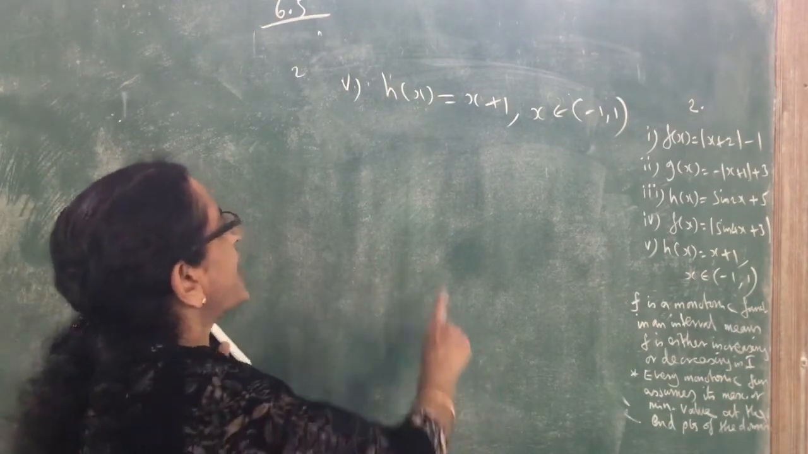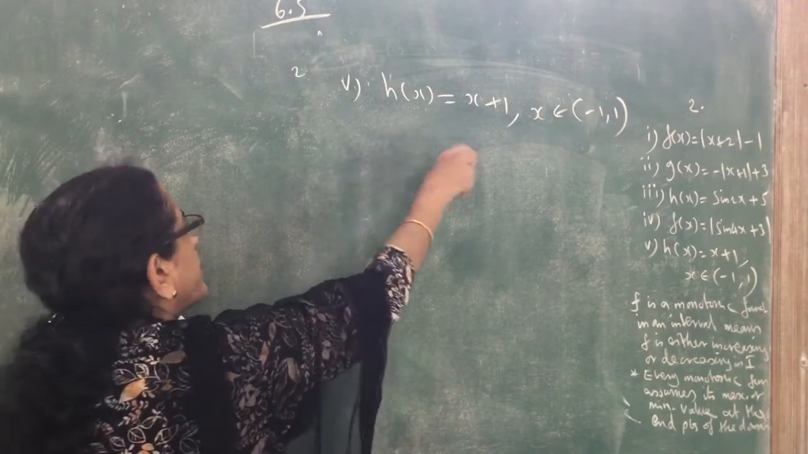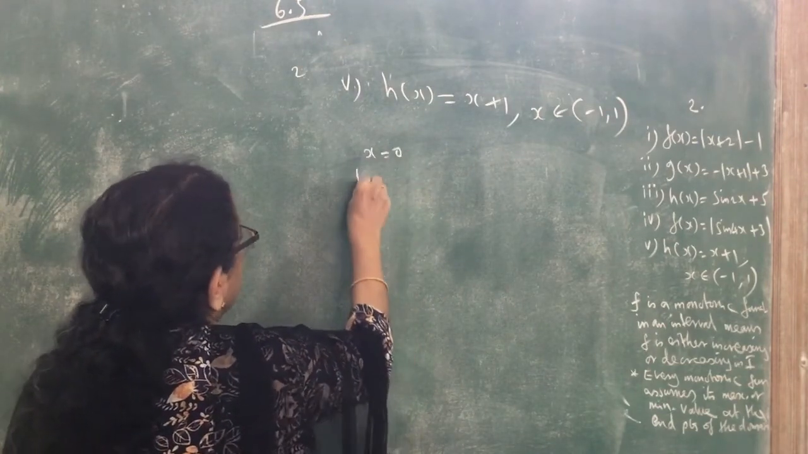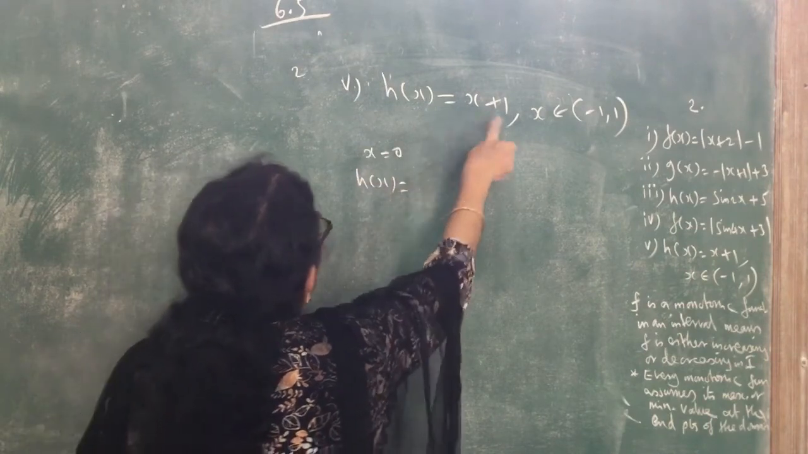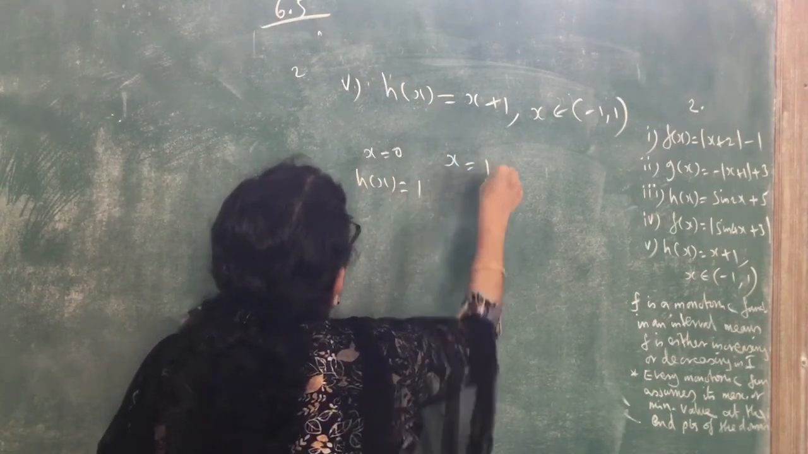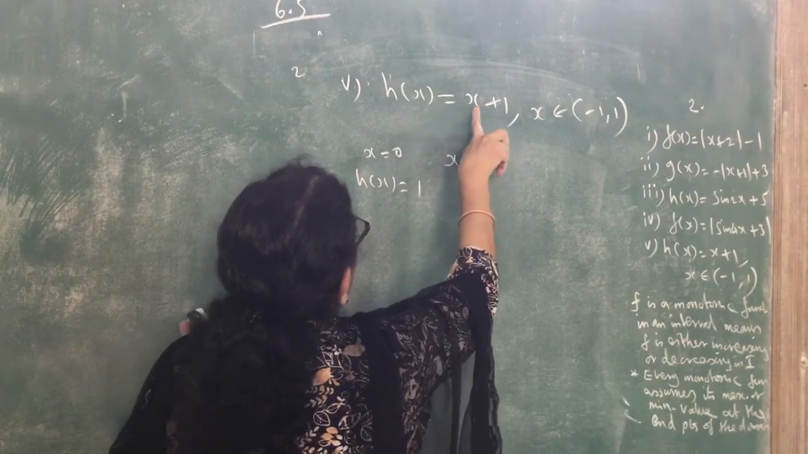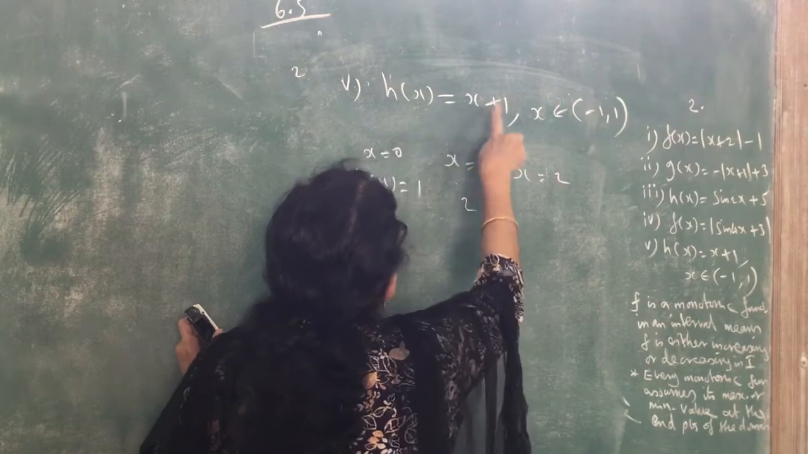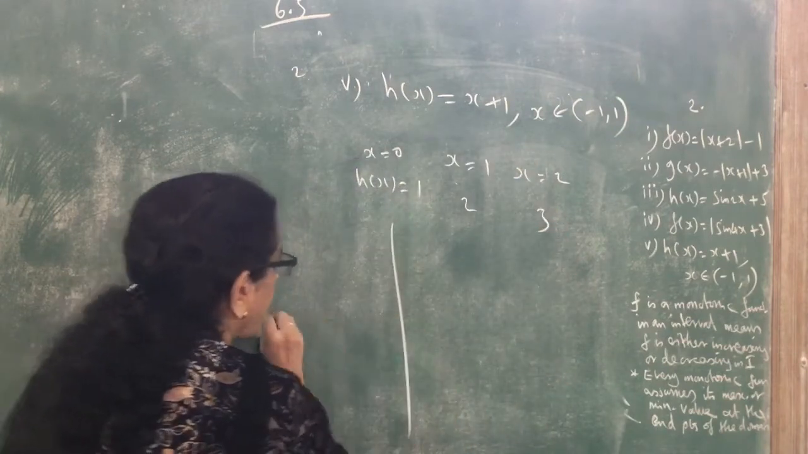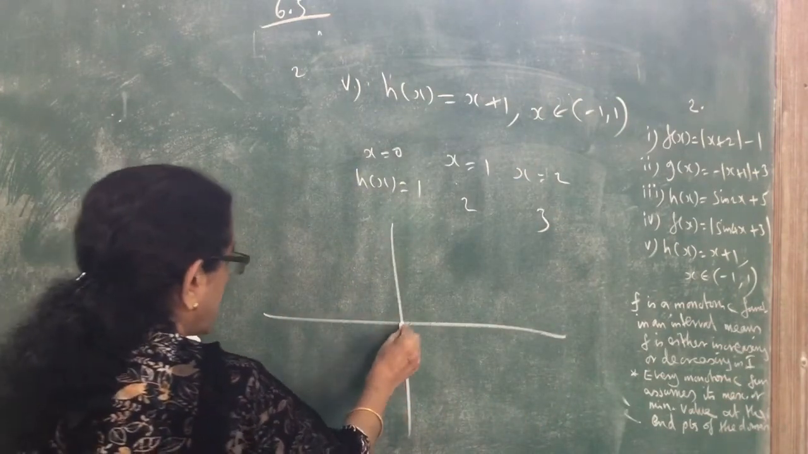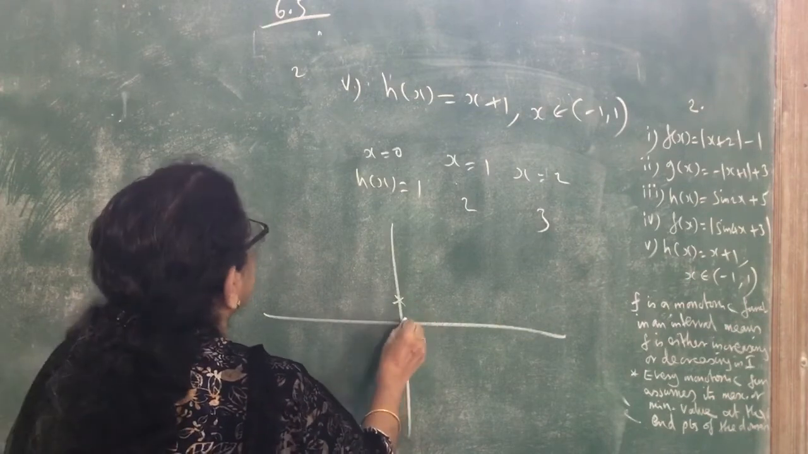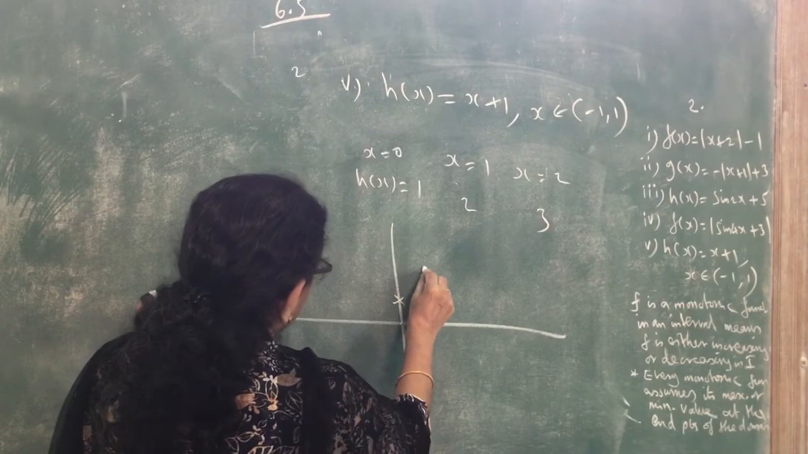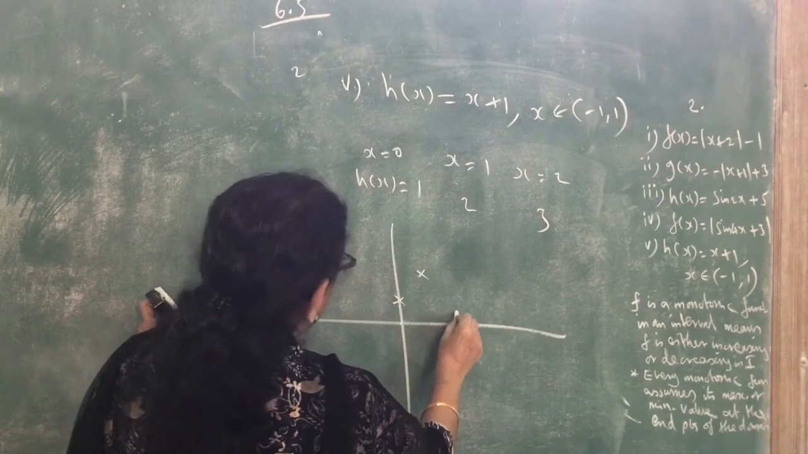If you draw the graph of this function, h of x equal to x plus 1: when x equal to 0, h of x equal to 0 plus 1, which is 1. When x equal to 1, h of x equal to 1 plus 1, 2. When x equal to 2, 2 plus 1, 3. So if you draw the graph, what do we get? When x equal to 0, y equal to 1. When x equal to 1, y equal to 2. Then 2, 3.